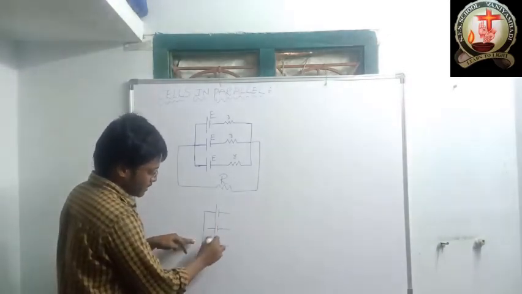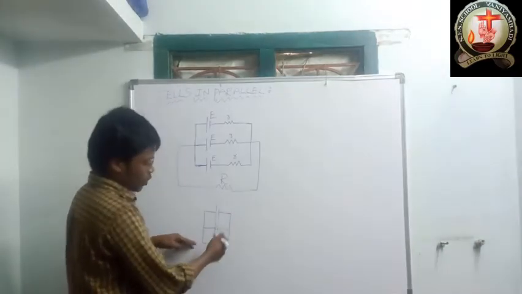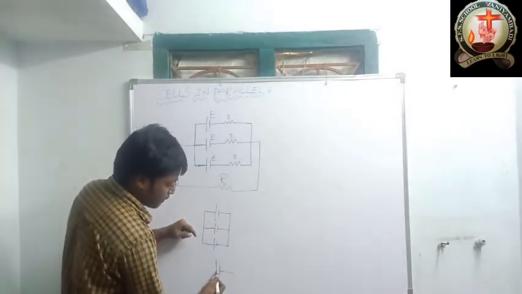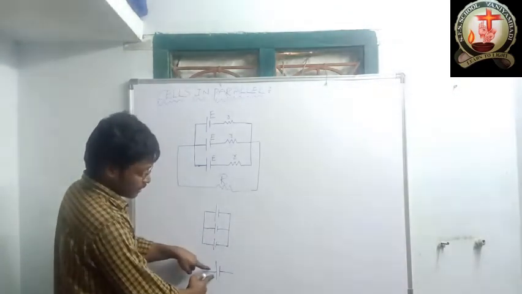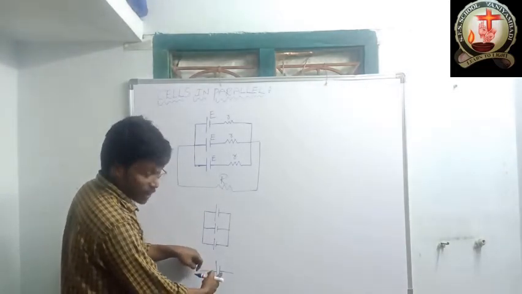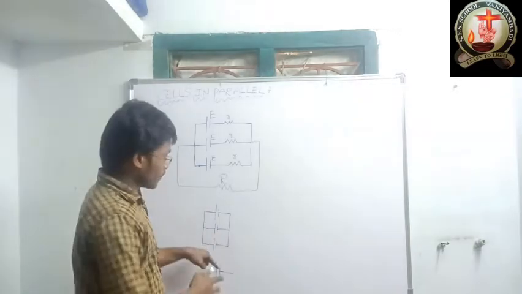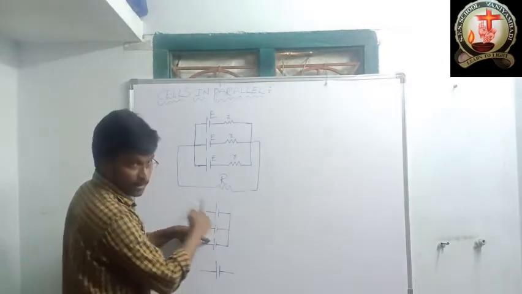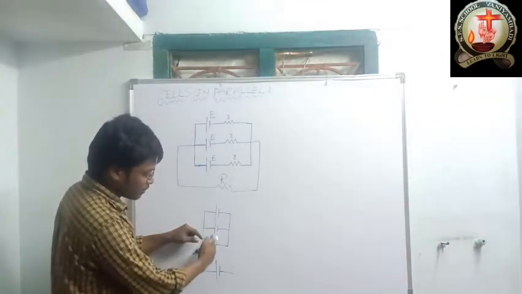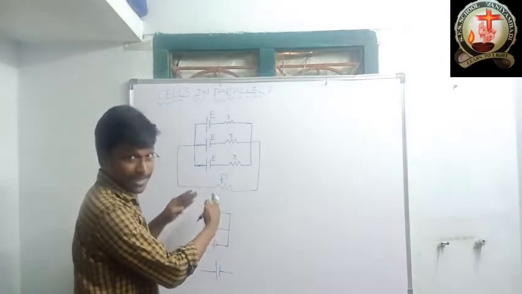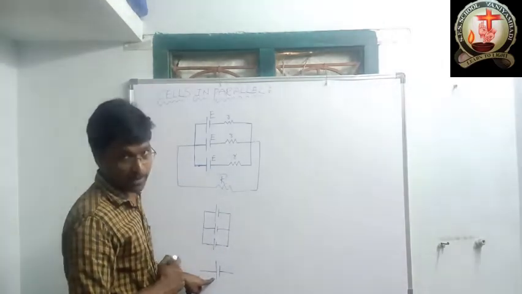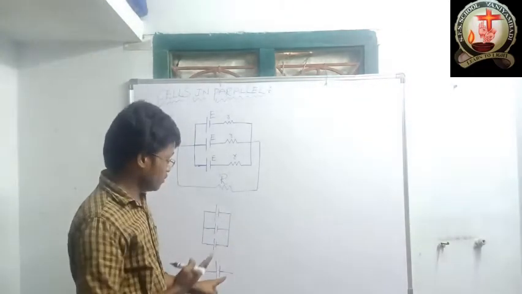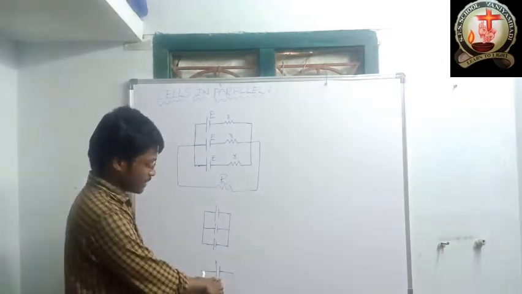Suppose I am adding these 3 cells. The combination of these 3 cells is the battery. So what is the battery symbol? This is the battery symbol. Here this is the positive terminal of the battery and this is the negative terminal of the battery. That means the positive terminal of the battery is equal to the positive terminals of this cell, this cell, and this cell, just as the negative terminals of the cells are equal to the negative terminal of the battery.